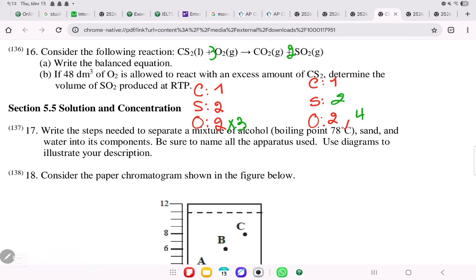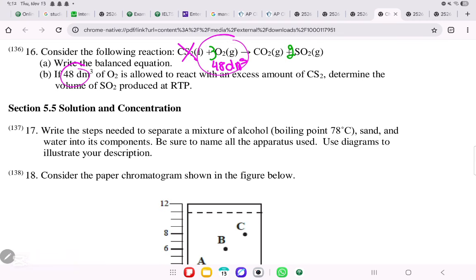Now, what do they want? If 48 decimeter cubed of O2 is allowed to react with excess amount of CS2, so this is the excess and this is my limiting, okay? Determine the volume of SO2 produced at RT.